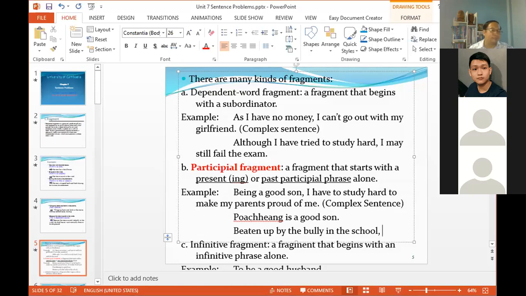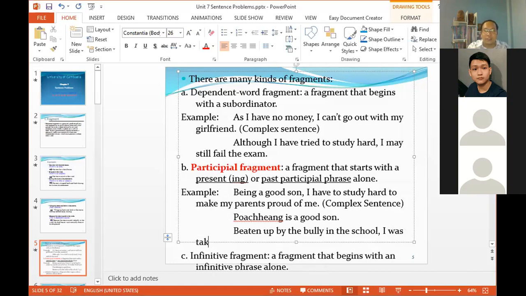Many, can you add? For me, teacher, beaten up by the bully in the school, I was taken to the nearby hospital by my classmate. Okay, like that. This is a sample for you. So we should add one more sentence, right? This is the way we make it complete.